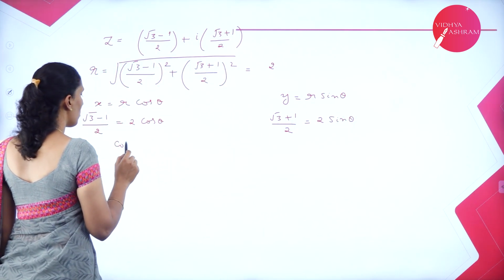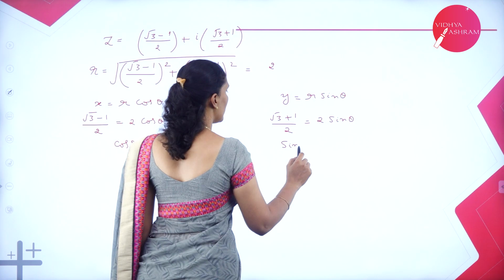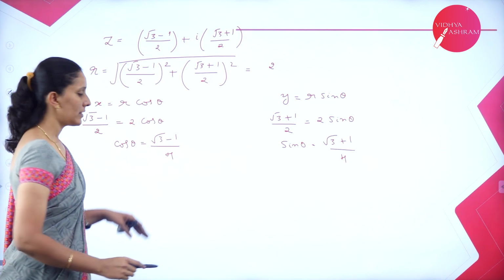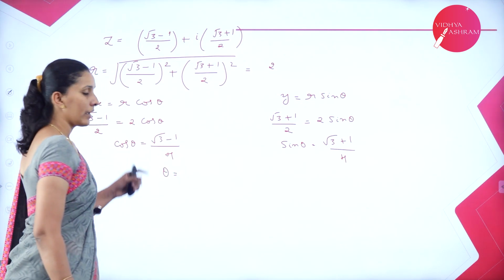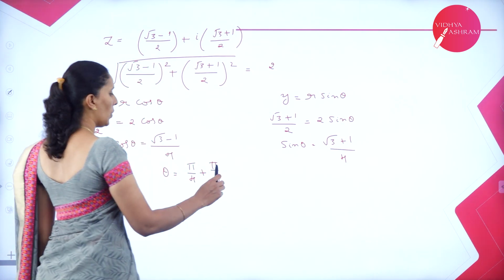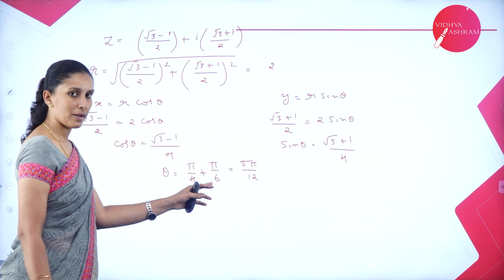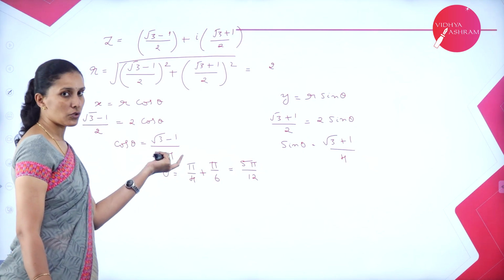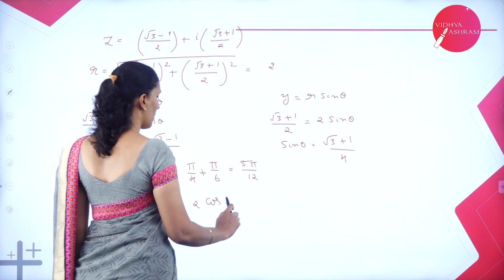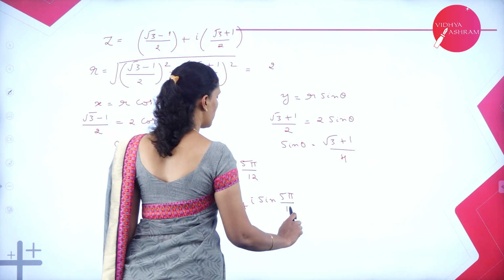So this implies cos theta is equal to (root 3 minus 1) by 4, and here sin theta is equal to (root 3 plus 1) by 4. So clearly this theta can be expressed as pi by 4 plus pi by 6, whose value can be taken as 5 pi by 12. So when you put theta as pi by 4 plus pi by 6 and substitute in any one of the equations, this is what you will get as the value. So thus we can take z is equal to 2 (cos 5 pi by 12 plus i sin 5 pi by 12).